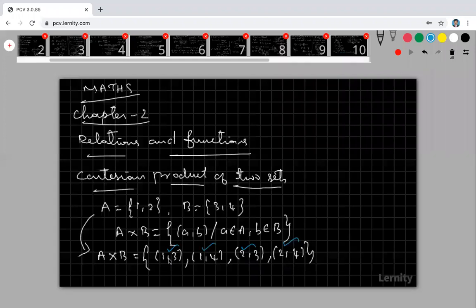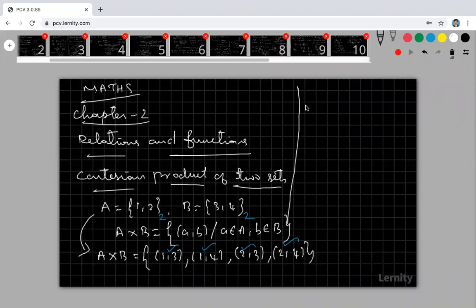This is an ordered pair, this is an element of A cross B. This is an element, this is an element. Totally, how many elements are there? 4. How many elements in A? 2. How many elements in B? 2. So if A has 2 elements and B has 2 elements, then A cross B has 2 into 2, 4 elements. Similarly, if A has p elements and B has q elements, then A cross B has pq elements, p into q.